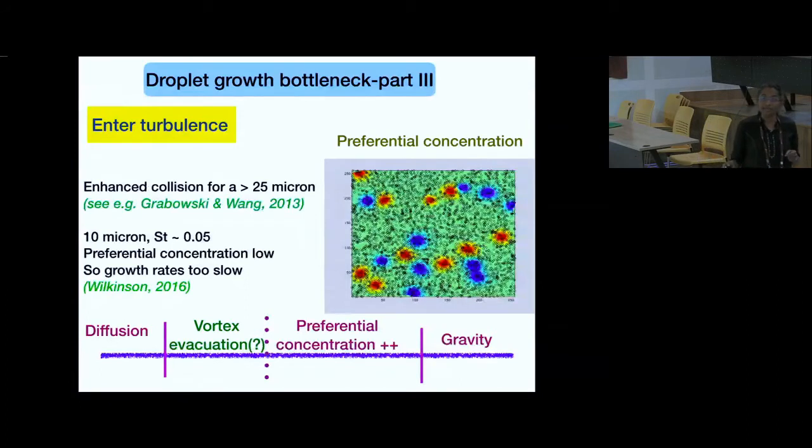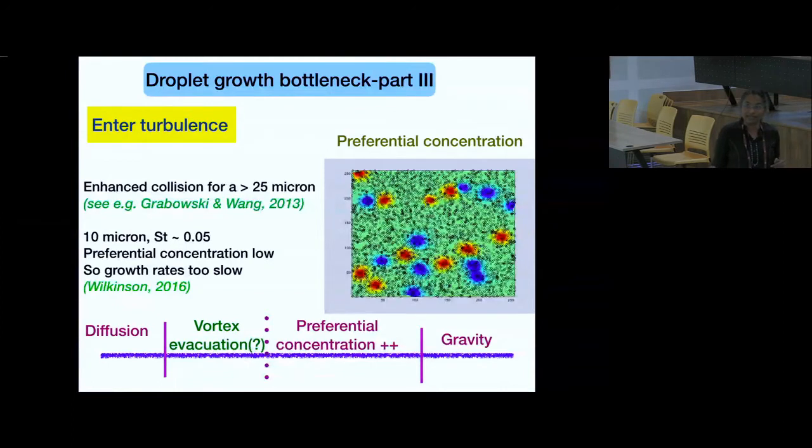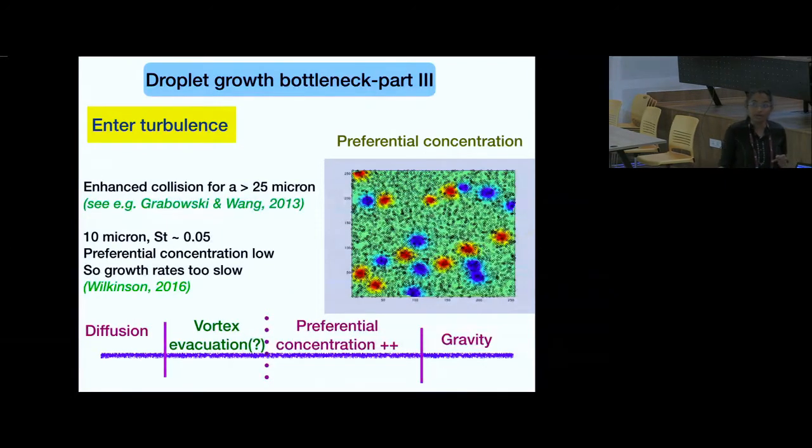collisions. But if you see the recent paper of Wilkinson, or you do some back of the envelope calculations, you will find that by a simple turbulence argument, if you have a 10 micron droplet, its Stokes number based on the Kolmogorov scale is 0.05. Namely, its time scale is 0.05 times the Kolmogorov time scale. You will see that this preferential concentration is too low, so growth rates are too slow, and they cannot be explained. So basically, how do you get from here to somewhere around here? That's the question I'd like to address today.